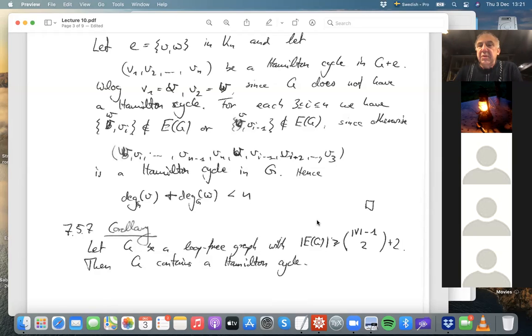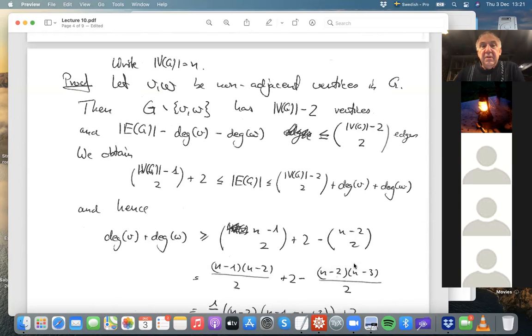So the maximal number of edges in a graph on n vertices is n choose 2, of course. Here we're taking n minus 1 choose 2 plus 2. So the difference between n choose 2 and this is something like n or n minus 1. So I'm just missing very few edges. And all the results I know about Hamiltonian cycles are about graphs with very, very many edges.